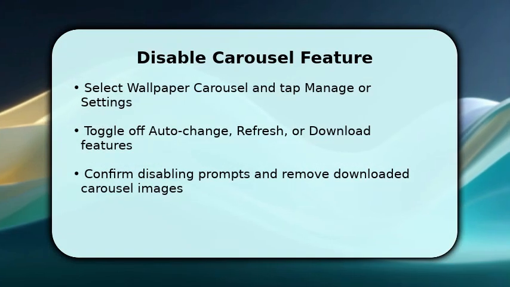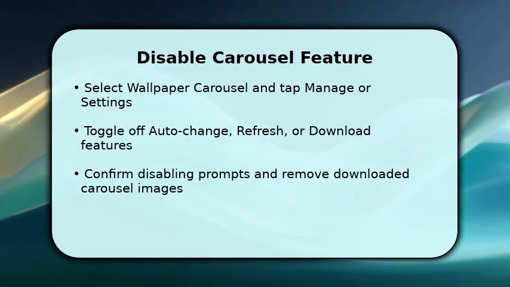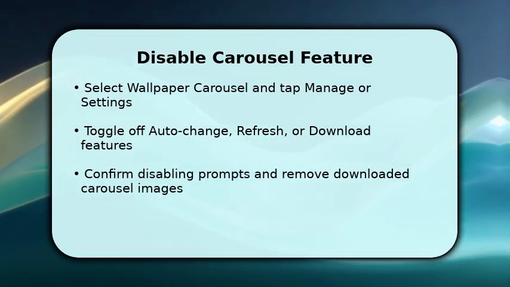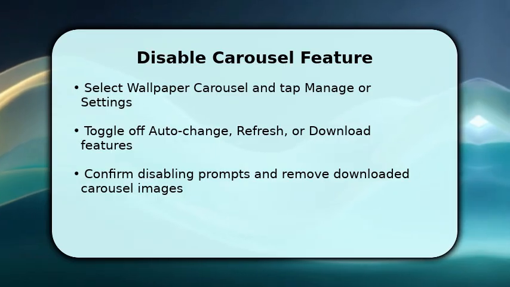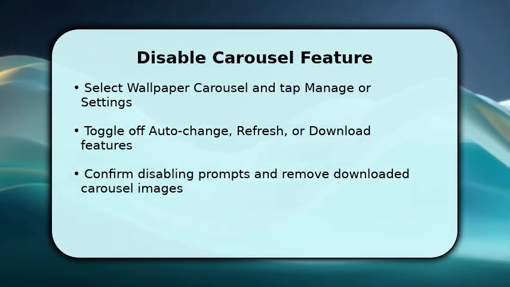Now tap the Wallpaper Carousel entry and choose Manage or Settings. This is where you actually switch things off. You will see toggles labeled Auto Change, Refresh, or Download. Turn each toggle off to stop new images and automatic swaps.